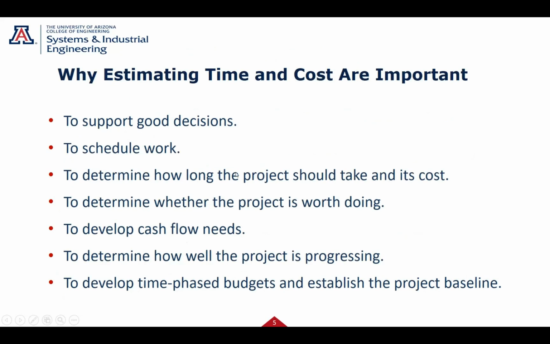But why do we have to estimate times and costs? Well, it's important to support our decisions. How do we know we want to bid this? How much we want to bid it for? We're certainly going to need it to schedule our work. If we know how much time each task takes, we'll be able to schedule. That'll be Chapter 6. We're going to take the times we get here in Chapter 5 and schedule them in Chapter 6. That'll allow us to determine how long the project's going to take, whether it's worth doing, cash flow needs.